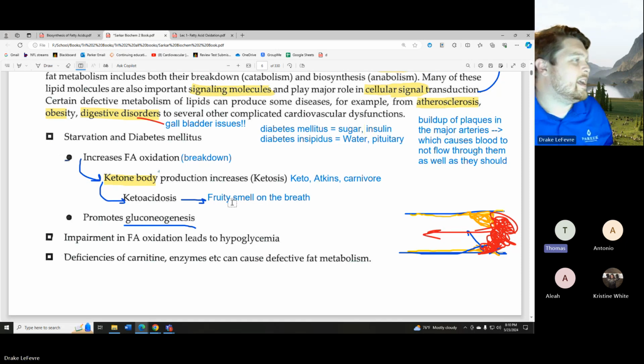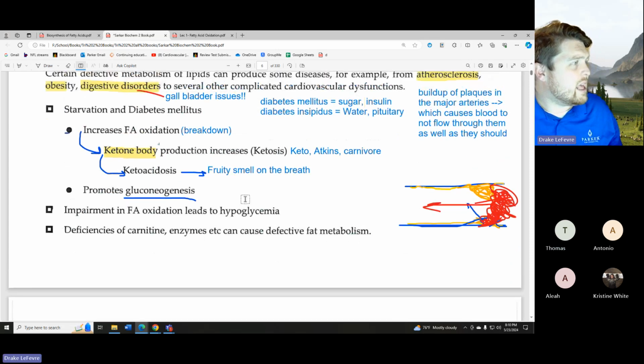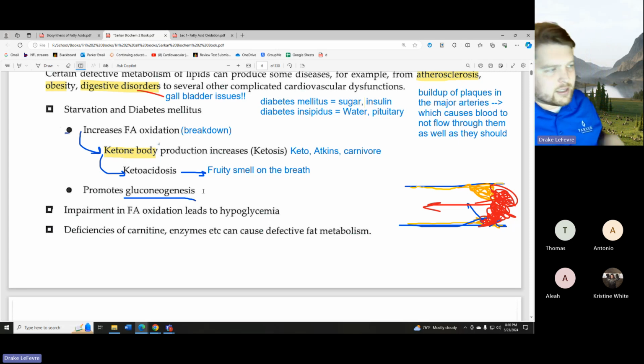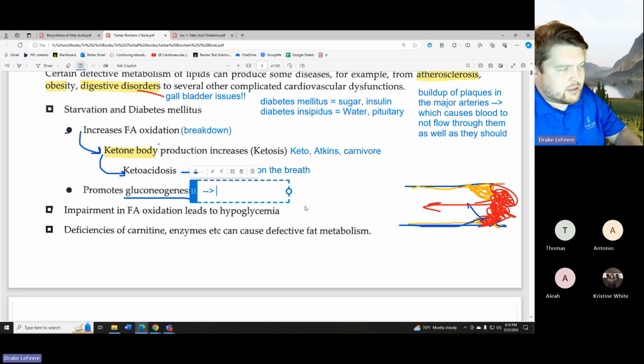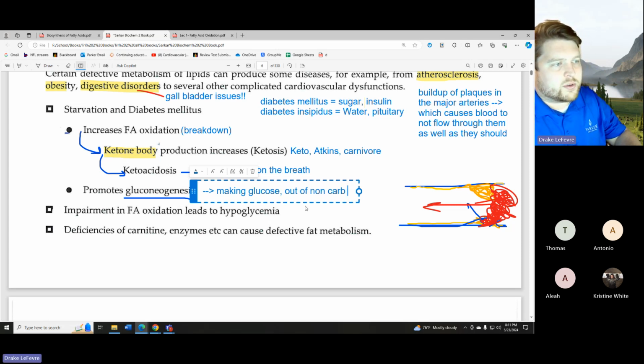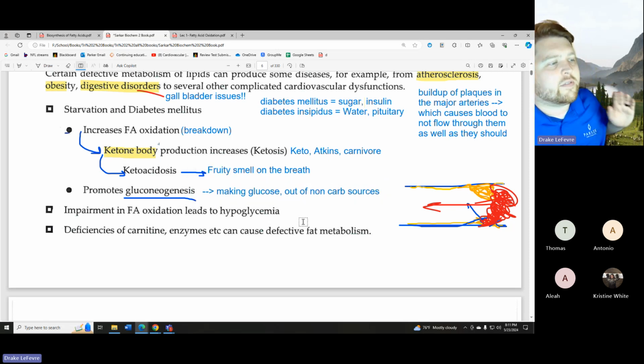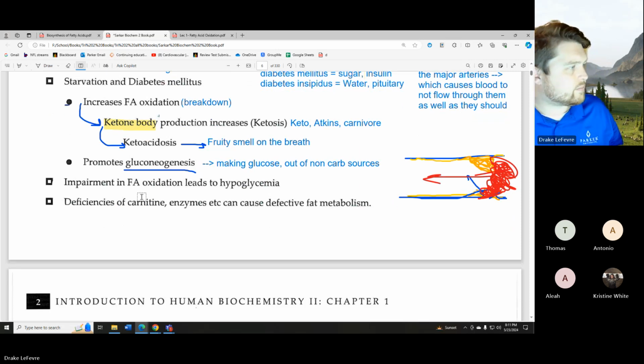Oh, interesting. Yeah. And so all of these things that are happening, whenever we're in starvation, whenever we have ketosis, whenever ketoacidosis, it's going to promote gluconeogenesis. And if you remember, gluconeogenesis is that production, so making glucose out of non-carb sources. So using our fats, using our proteins to convert them into glucose.